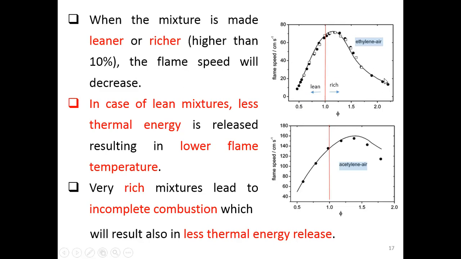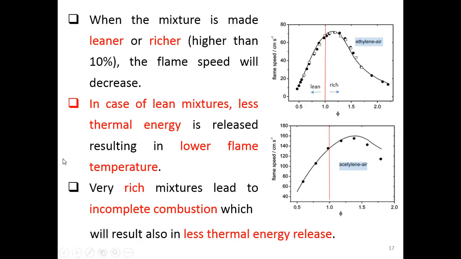And if the flame speed decreases, in the case of a lean mixture, it means less thermal energy is released from the fuel. The reaction happens slowly, so you have less thermal energy released from that mixture. The result is lower flame temperatures.